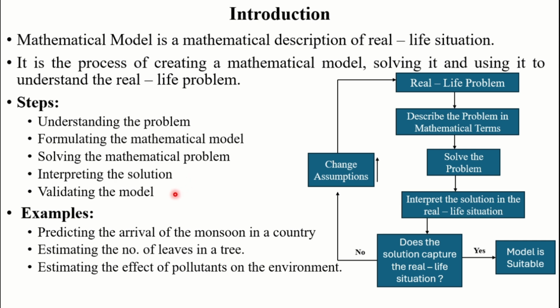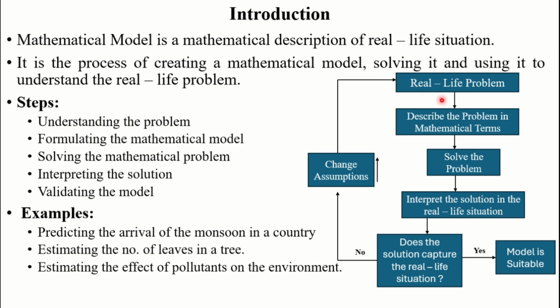The last step is validating the model. Here we go back to the original situation and see if the result of the mathematical work makes sense or not. That is the validation stage. If so, we use the same model until new information becomes available or assumptions change. If it is not valid or does not match the real situation, then we have to repeat all the steps. Either we can start with understanding the problem or we can start with reformulating the mathematical model. These are the steps of mathematical modeling.